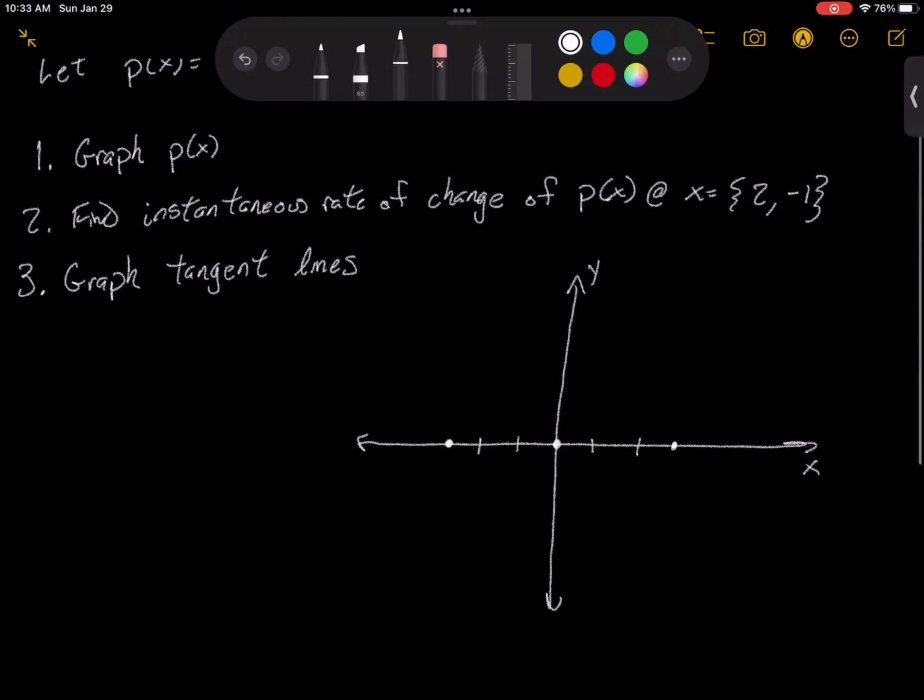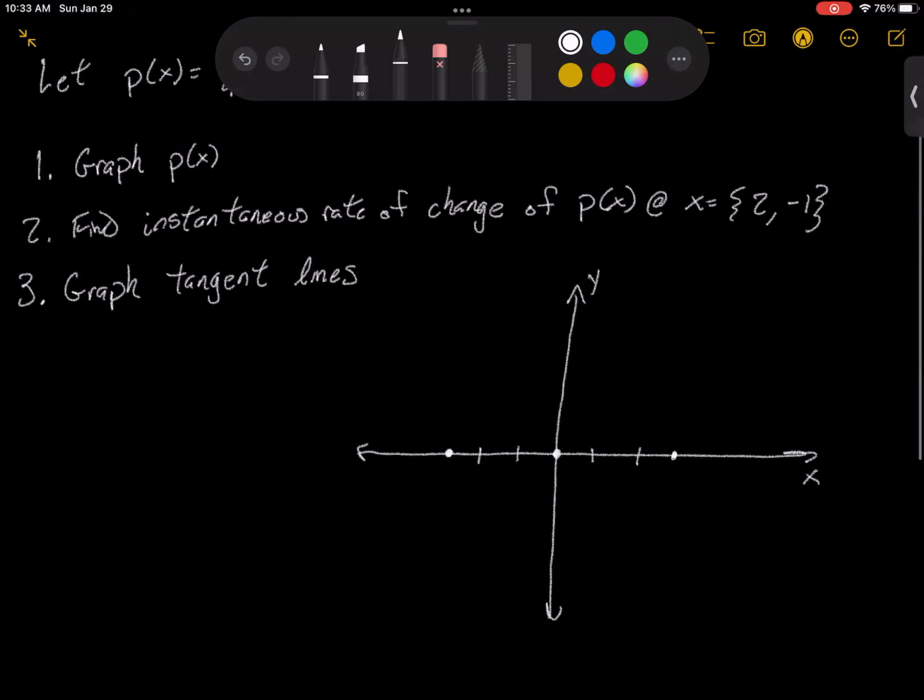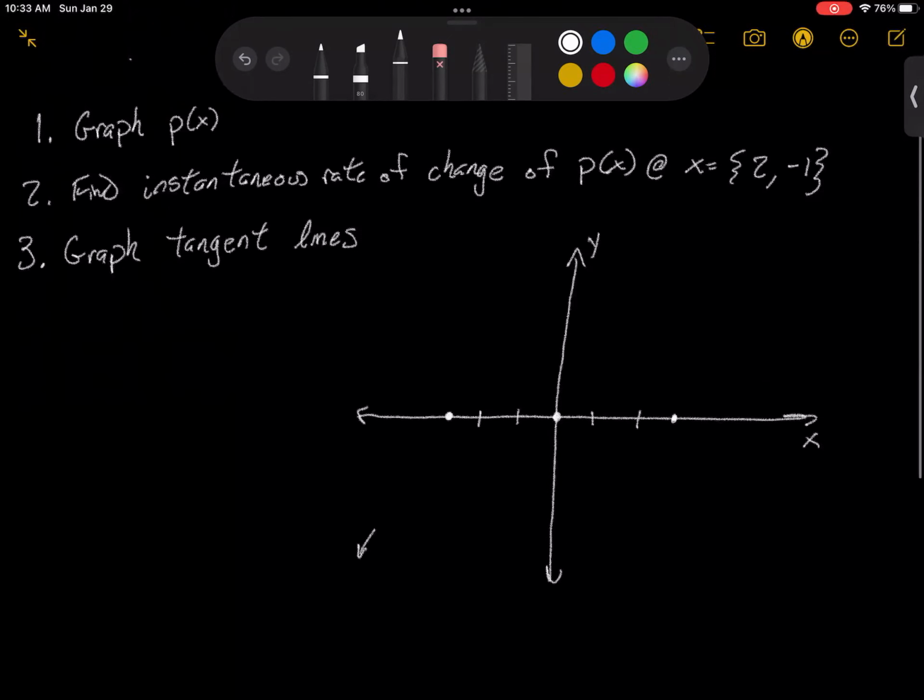It's also cubic with a positive leading coefficient. We know that it's going to look like this. Right. Okay, so that's the graph of p of x.